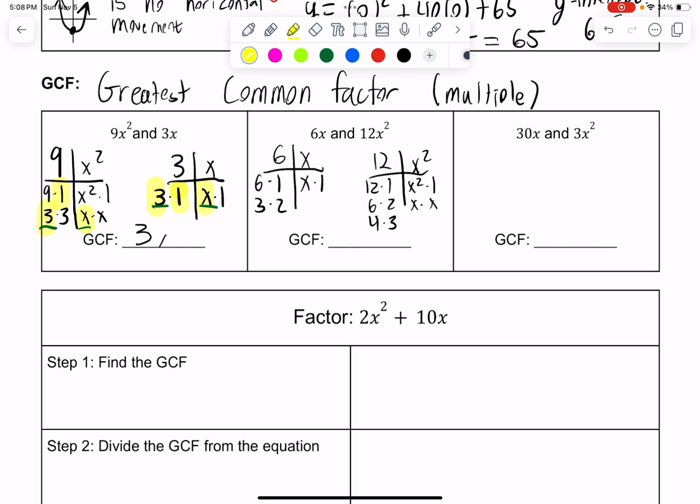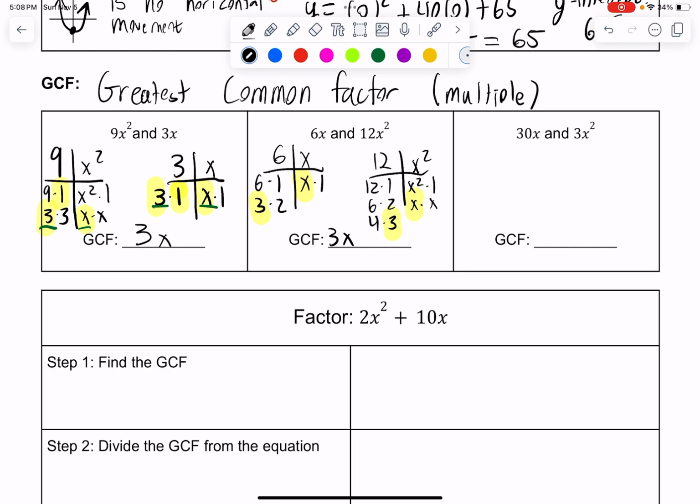So if I'm going to start identifying, I'm not going to highlight all of my key terms now. I'm only going to highlight my biggest ones. So I see I have a 3 and a 3 and an x and an x. So therefore, my GCF is going to be 3x again. But this is not how we factor using the GCF. This is only our first step.